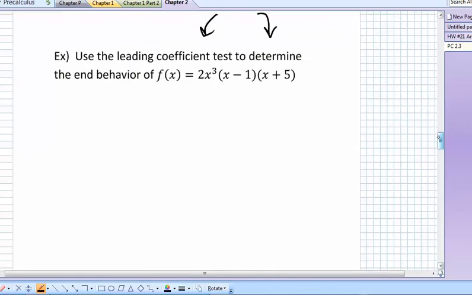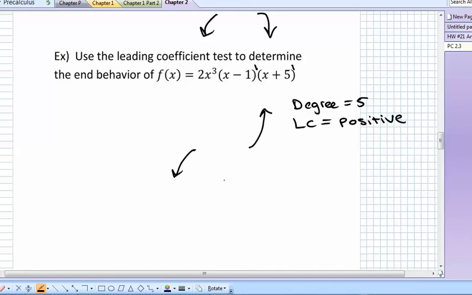In the next one, notice when you add these up, the degree is 5. The leading coefficient is positive, so it's going to go down to the left and rise to the right. So it's going to fall to the left and rise to the right.